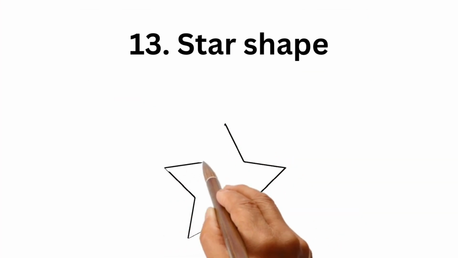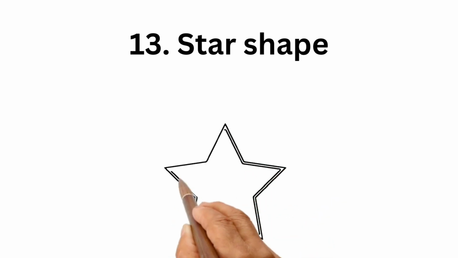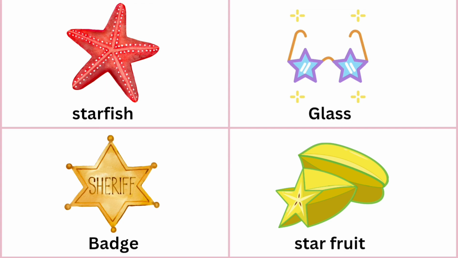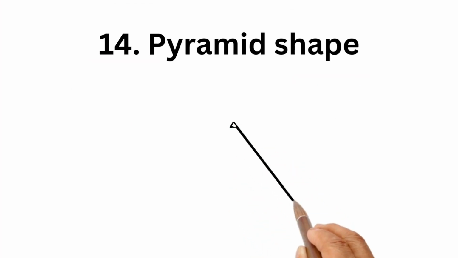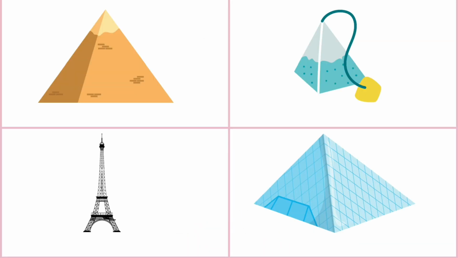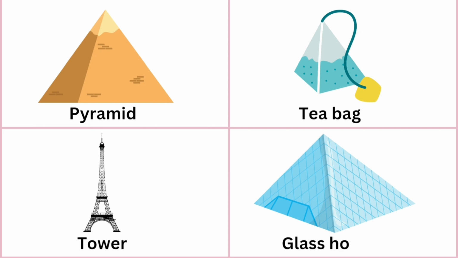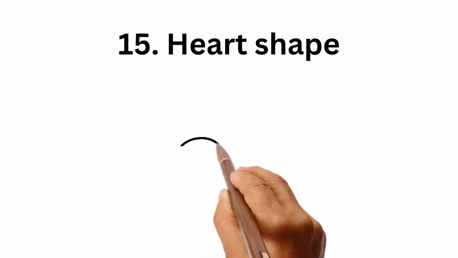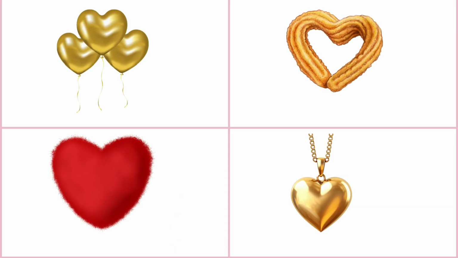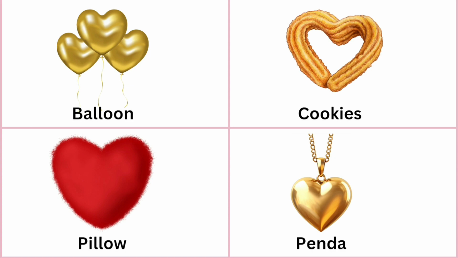This is star shape: starfish, glass, badge, star fruit. This is pyramid shape: pyramid, teabag, tower, glass house. This is heart shape: balloon, cookies, pillow, pendant.